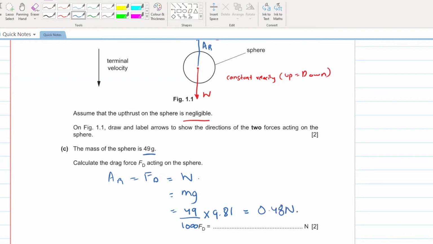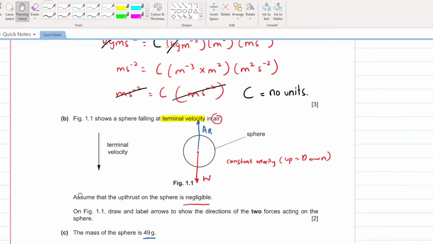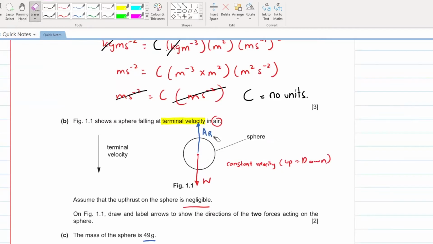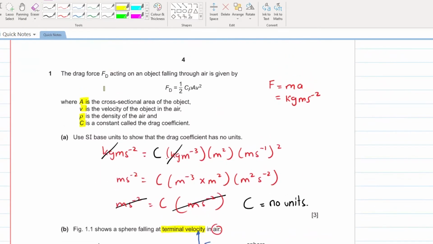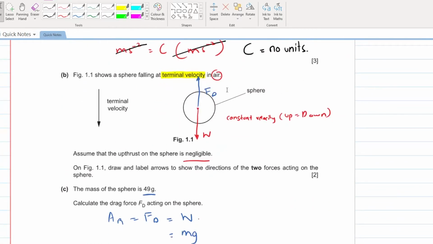And one more thing, beta, it would be appropriate to mark this as drag force and not air resistance. Why? Because in the question, only drag force is mentioned. The drag force acting on an object falling in air. So drag force is the force acting on an object falling in air. So I would suggest that you don't mark air resistance here, mark drag force.